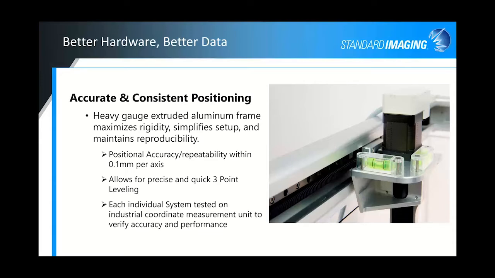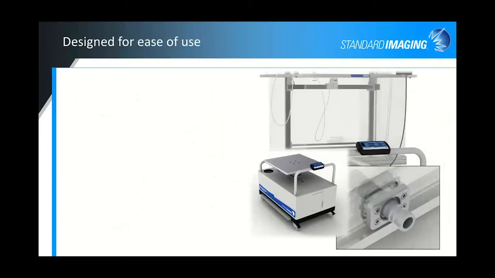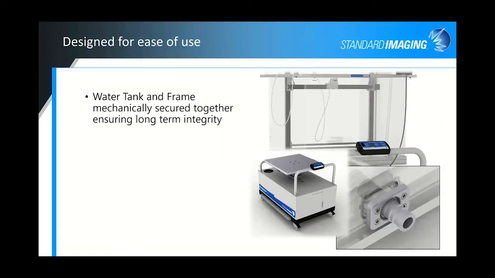And even before the system goes out the door from standard imaging, each system is individually tested on an industrial coordinate system unit to verify not only the performance of the system, but also those accuracies that we specify. Just a few points on our system. Our water tank and frame are mechanically secured together to ensure that long-term integrity.